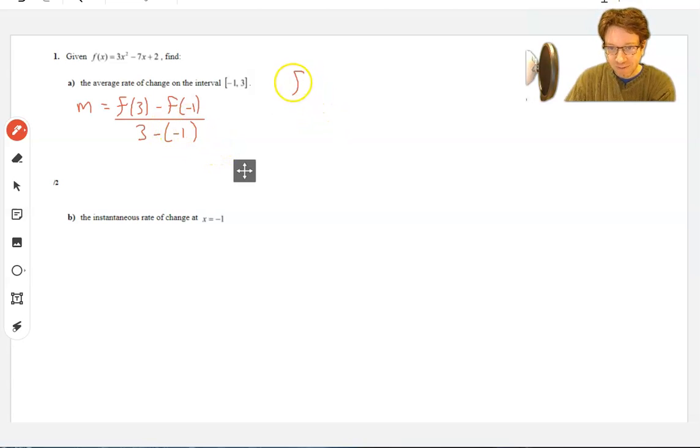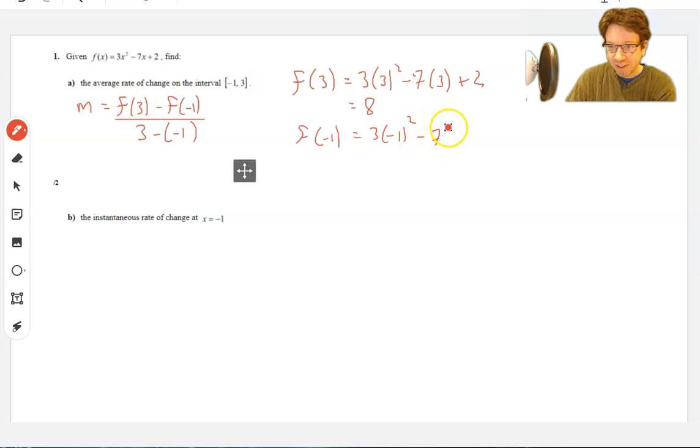Alright, so let's just go to the side and figure out what this function is at 3 and negative 1. So you just substitute 3, so you get 3 times 3 squared minus 7 times 3 plus 2. That gives you 8. And then finding the function at negative 1, 3 times negative 1 squared minus 7 times negative 1 plus 2 gives you 12. Alright, so we have 8 minus 12 all over 3 plus 1, which is 4. And that's just negative 4 over 4, so that's negative 1.